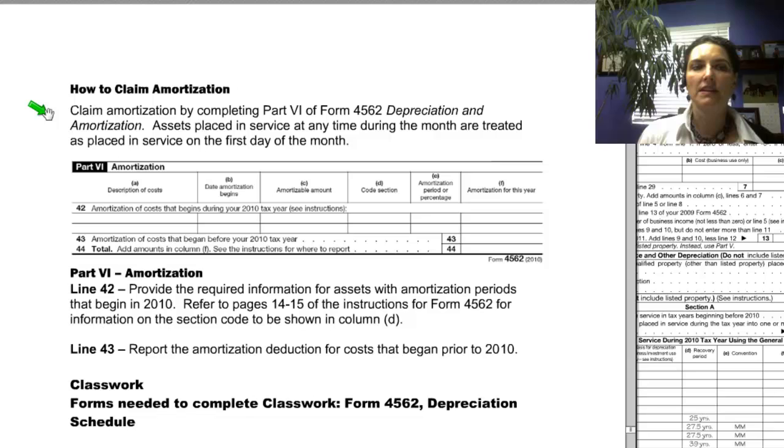How to claim amortization. Claim amortization by completing Part 6 of Form 4562, Depreciation and Amortization. Assets placed in service at any time during the month are treated as placed in service on the first day of the month.